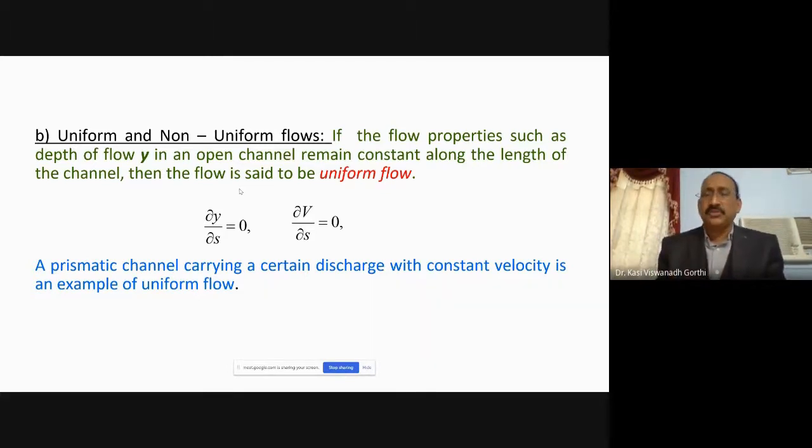So the flow parameters must be constant with respect to section. So y is constant with respect to the section, so ∂y/∂s must be equal to 0. Similarly, the velocity v with respect to section is not changing, so ∂v/∂s must be equal to 0. Then it is called uniform flow. Otherwise, it becomes non-uniform. A prismatic channel carrying a certain discharge with constant velocity is an example of uniform flow.